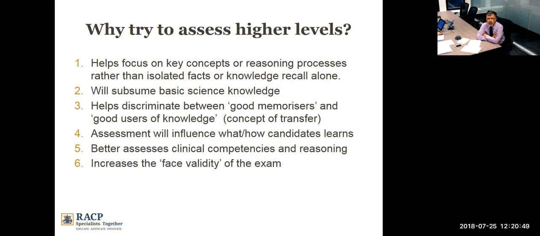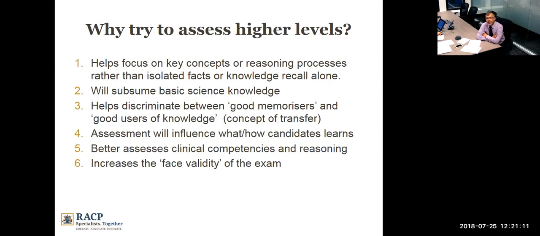Knowledge is good to know, and knowledge has to be assessed on the exam, but not just that alone. Also, if you're using higher levels, you're also already assessing some of the basic science knowledge. So if you move up in the level in Bloom's taxonomy, you are assessing your basic remembering things, but you're doing more than just that.